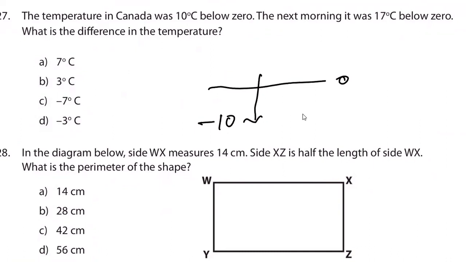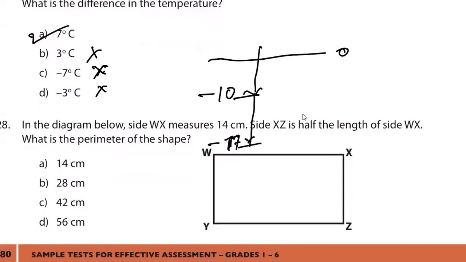The next morning it was 17 degrees below 0. So now you're going to go a further 7 down to be 17. Alright, and they say what is the difference in the temperature? Now this was 10 and this is now 17, so the difference is 7. A lot of people are going to think negative 7, that's not correct. Alright, difference is 7. Alright, let's move on to 28.